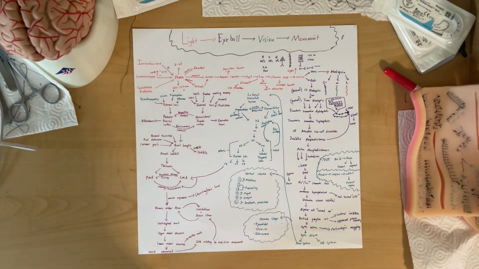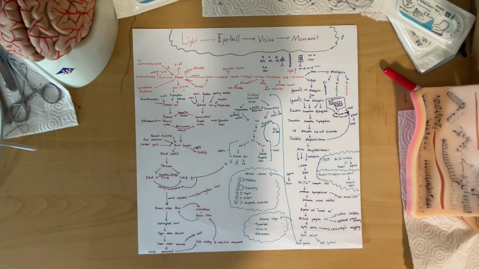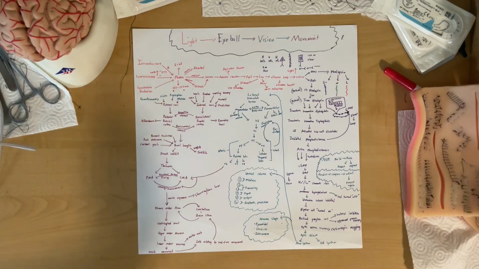And by it being hyperpolarized and turned off, you also have glutamate release, like I said before, inhibited. And by doing that, like I said before, the bipolar cell is, quote unquote, turned on, and the retinal ganglion cell is also influenced as a result of the bipolar cell being turned on.